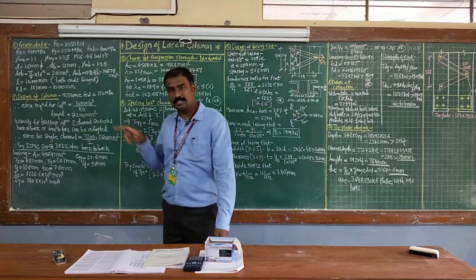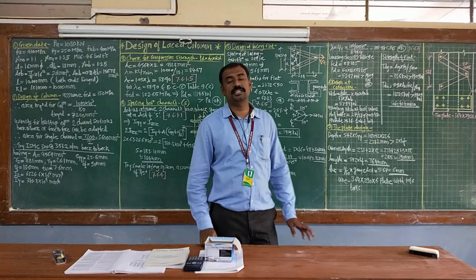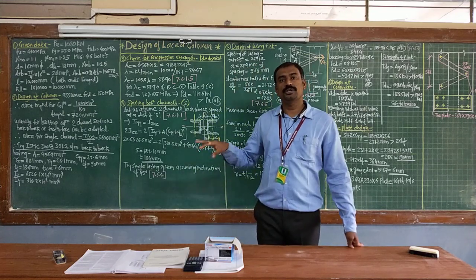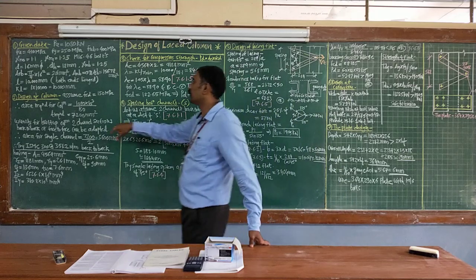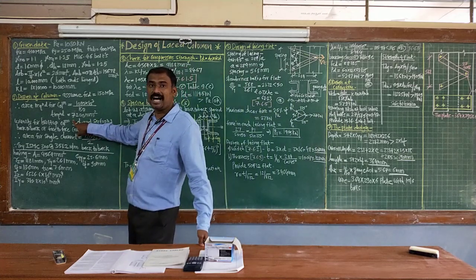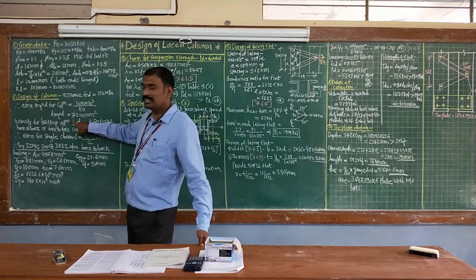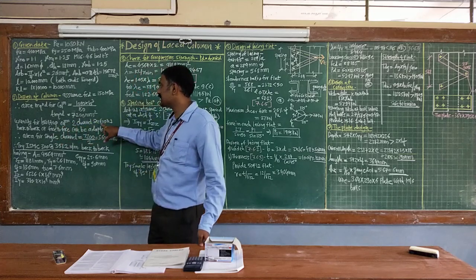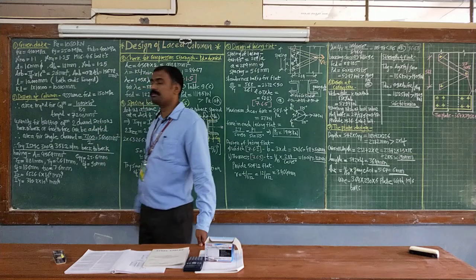Always, while selecting your section, we are assuming whether it is a single section or a double section. Here we are going with a double section, therefore you need to take half of this calculated area, correct? So 7200 divided by 2, that is for a built-up column, two channel sections back to back or face to face can be adopted.